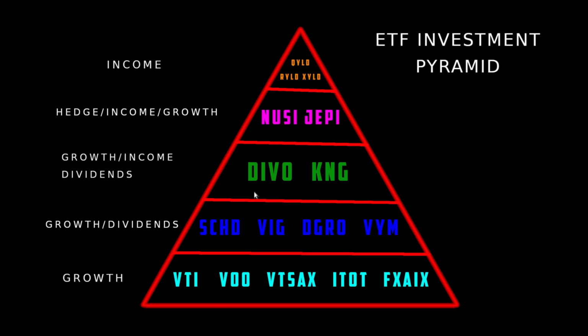So in my opinion, if you've got a lot of time left until retirement, anything from this triangle right here and above really probably shouldn't be anything you're in. There might be a couple of caveats there, but you really should be staying in these two bottom triangles down here. And then you've got NUSI and JEPI, which are a little bit of a hedge, but a little bit of growth. And then you've got income.